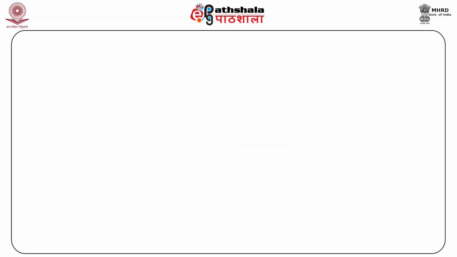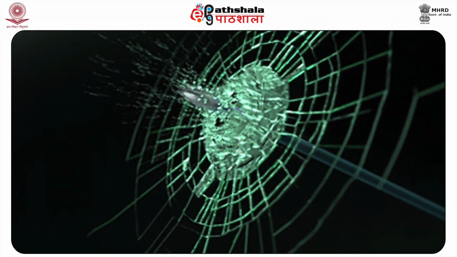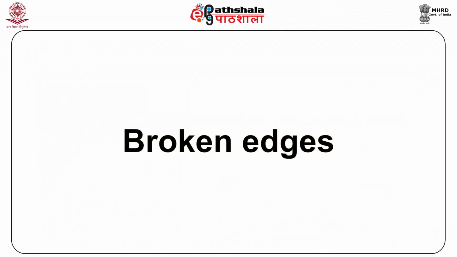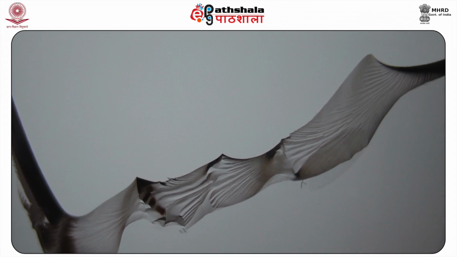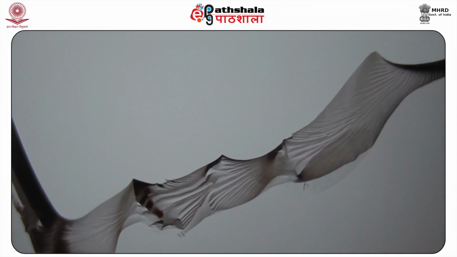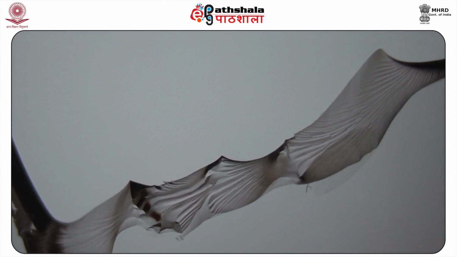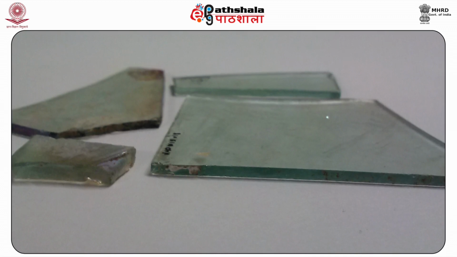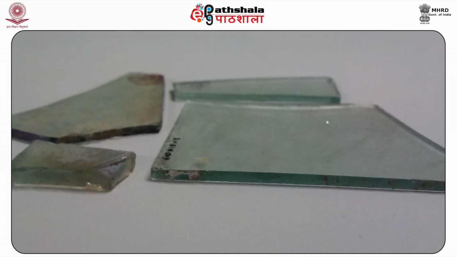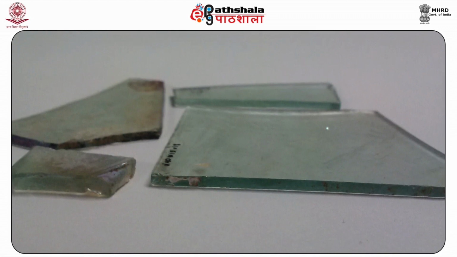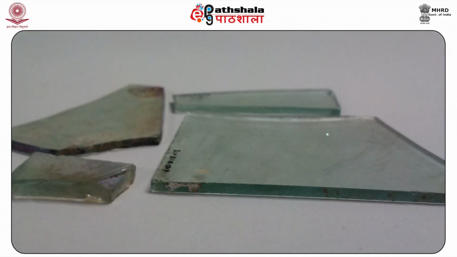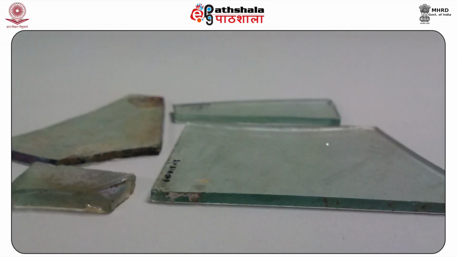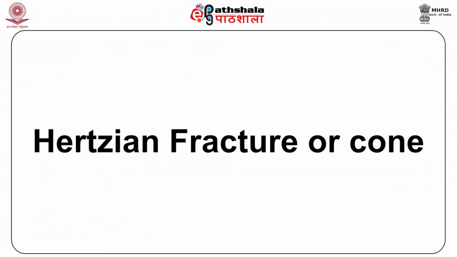Concentric fractures. These we have also studied in detail in the last module. Broken edges. When there is a cut in the surface placed under tension, the glass may not break squarely across. When a piece of glass is broken by bending from a larger piece, the sharp edge remaining on the larger piece will probably be on the side to which the force was applied. Hertzian fracture or cone.